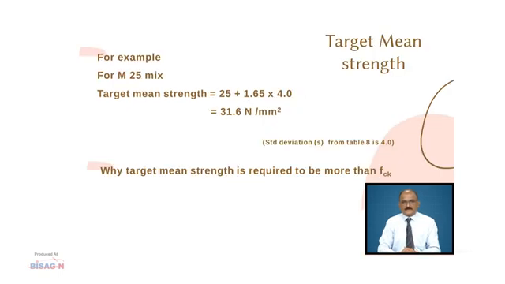For example, for M25 concrete, the target mean strength will be 25 plus 1.65 into 4, which is equal to 31.6 Newton per millimeter square. But remember, this is a target mean strength for designing the concrete, not for accepting the concrete. Many people have a confusion between the target mean strength and the acceptance criteria. This 31.6 Newton per millimeter square is a target mean strength for which we should carry out the mix design. 31.6 is not the acceptable value of the cube strength for M25 concrete to be accepted at site. That is something different. That is what we are going to see today.